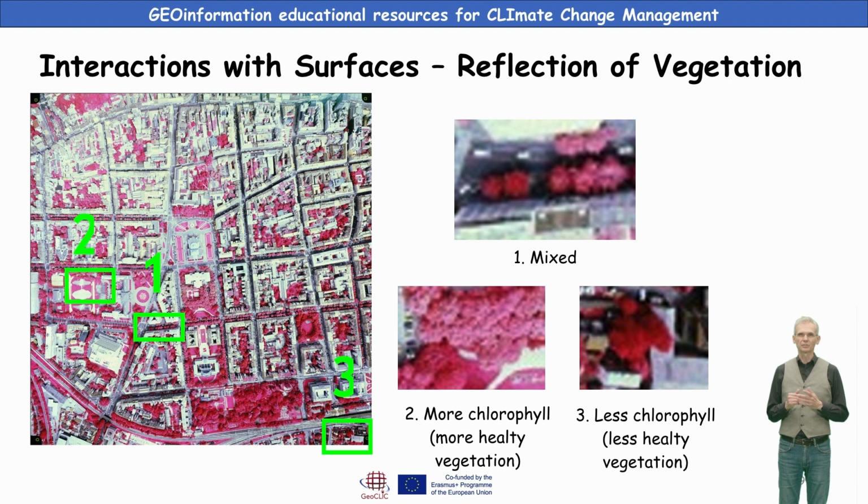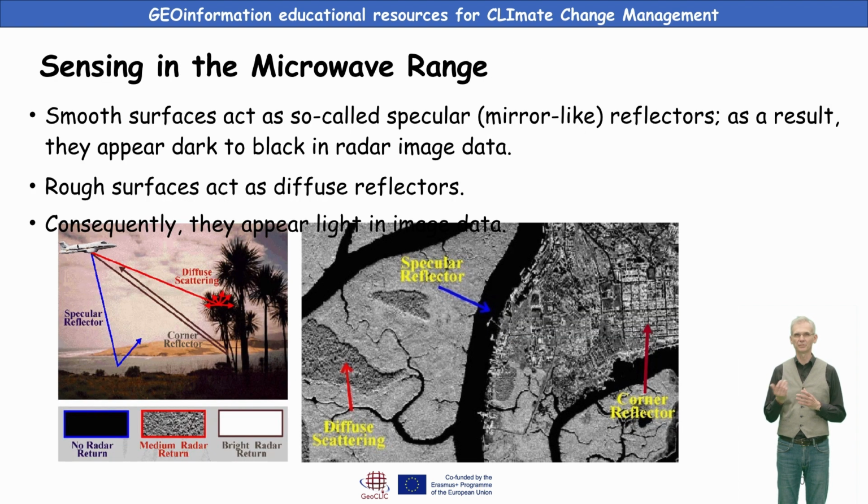The specificity of radar imaging is oblique imaging. The impulse is not transmitted perpendicular to the direction of the flight, but obliquely to one side. Because of this, smooth surfaces act as so-called mirror reflectors, in the sense that the direction of the reflected pulse is directed away from the antenna of the device. As a result, they appear dark to black in the radar image data. In contrast, rough surfaces act as diffuse reflectors in that they scatter the incident energy in all directions, including back toward the sensor platform.